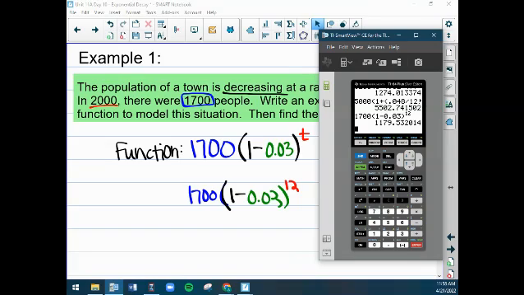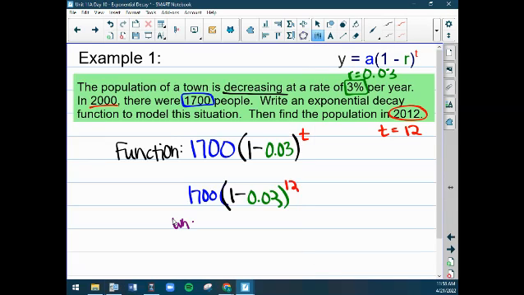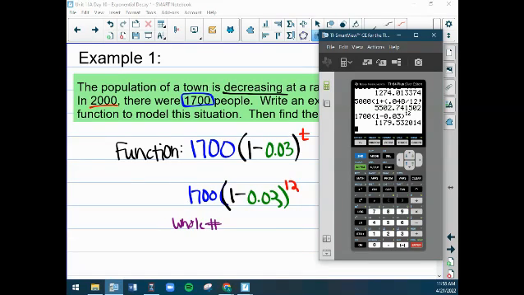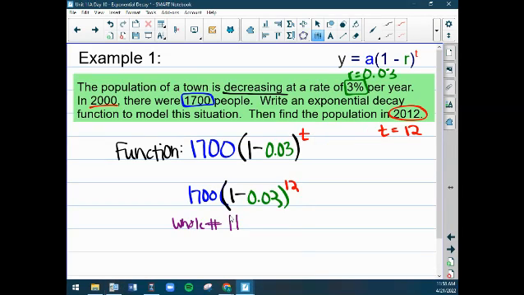1179. It depends on what we're talking about, but if we're talking about money, we'll round to 2 decimal places. But I'm talking about people. We don't really have half of people, so we'll round to the nearest whole number. When I look, I have 1,179.5. So it's over half. I'm going to round up to 1,180. Okay, so after 12 years, there will be 1,180 people left in the town.